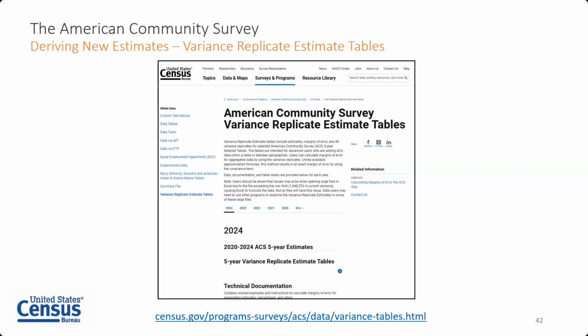So using these tables, the calculated MOE will include the covariance, which is the element that is missing from the approximation method. In the interest of time, I'm not able to get into what covariance is. However, I will say that if the covariance is large, the approximation could be very different from the actual MOE. The variance replicate table provides users a means to calculate the actual MOE. Using these tables requires a fair understanding of statistical programming. So for more information, please follow the link at the bottom of this slide.